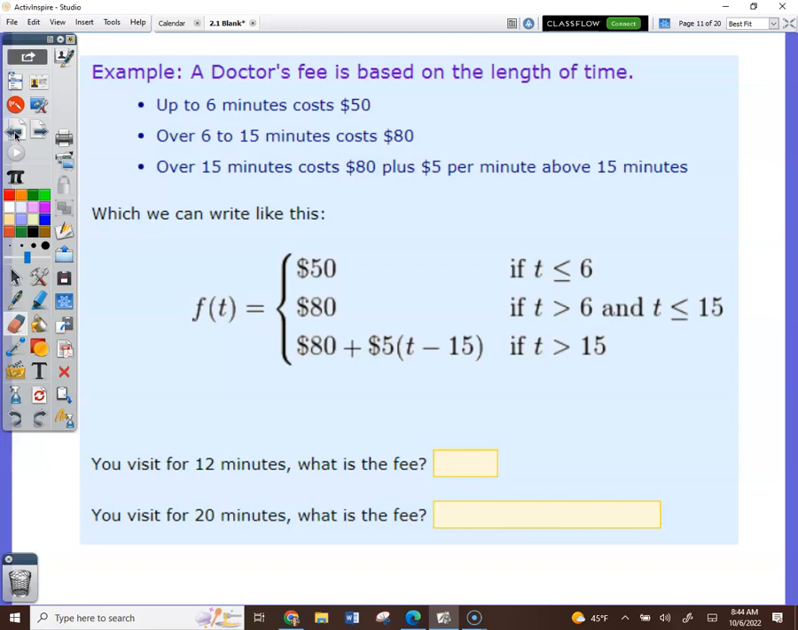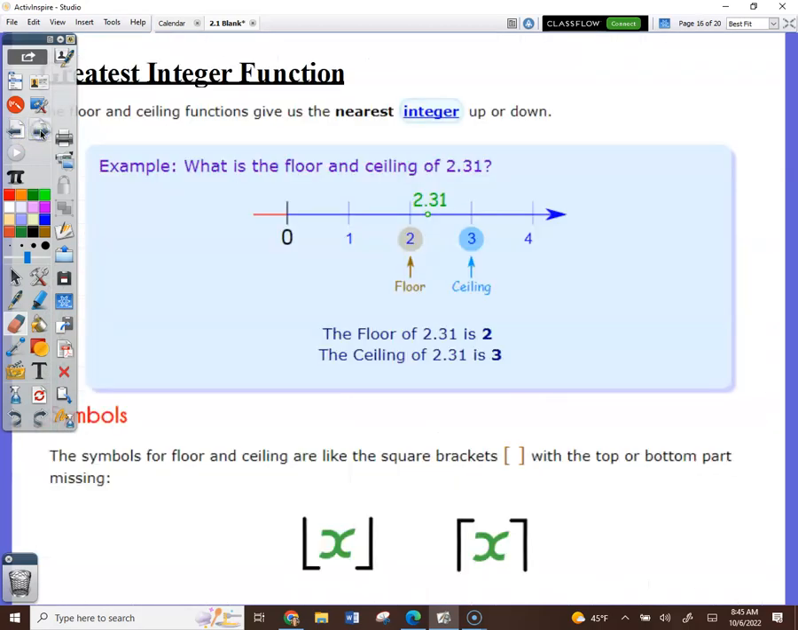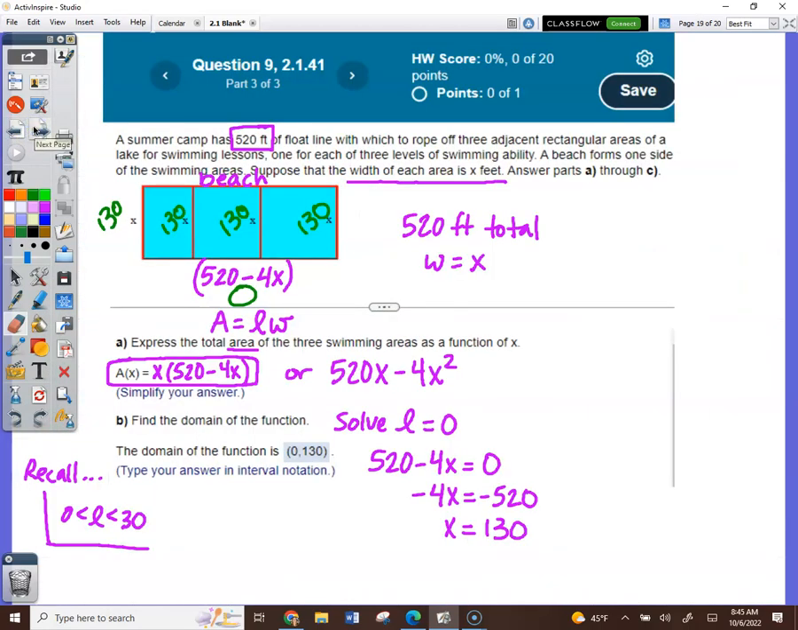You're going to want to find the max in your calculator. You don't want to just try to look at the graph. You'll type the function that you came up with in your y equals and then find max. You are going to have to expand your window because if you look at it, it's 520 minus 4x.